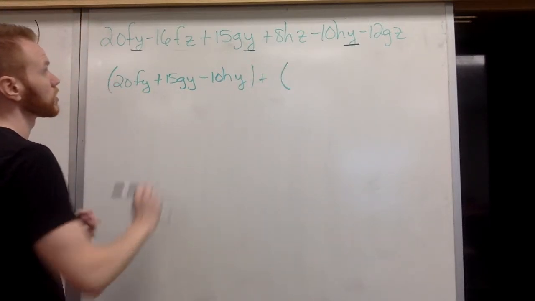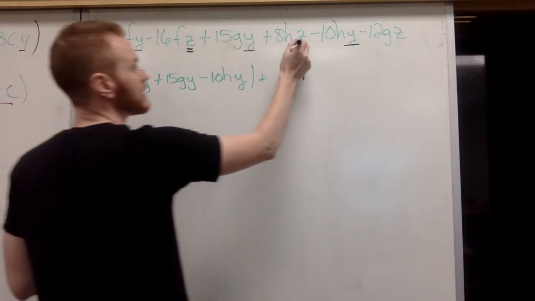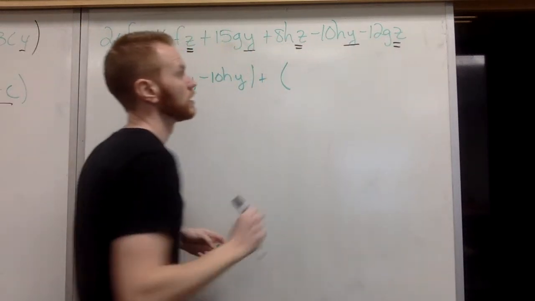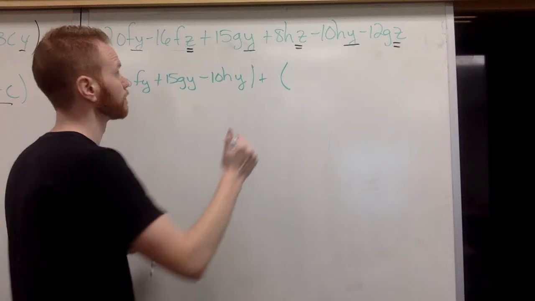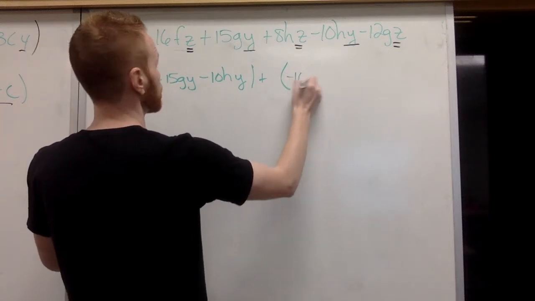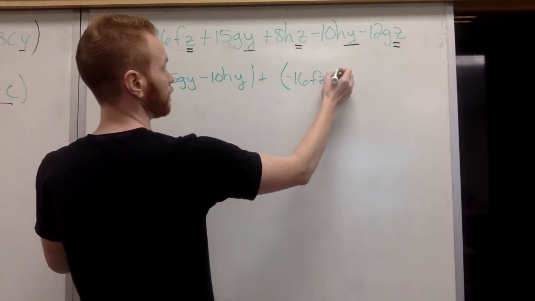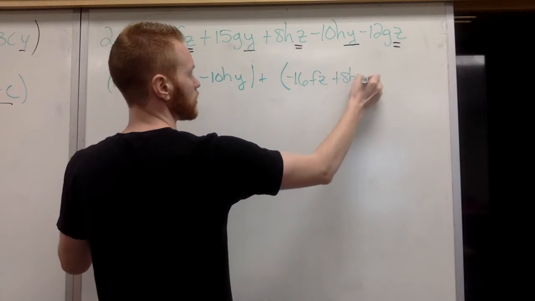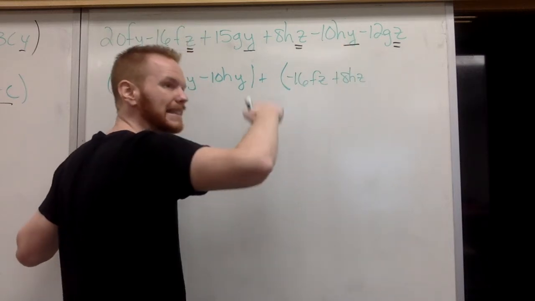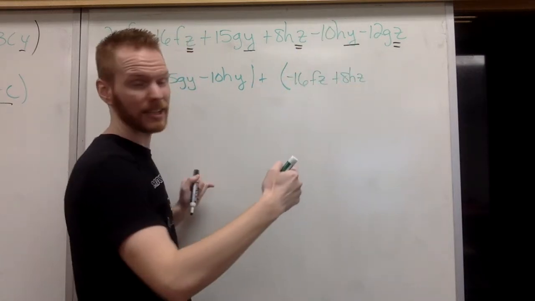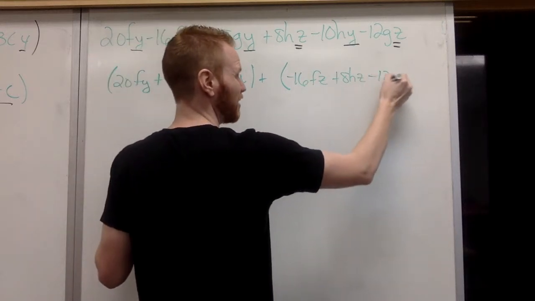And let's look at the other terms. I think the other terms have what? A z in common. So I'm going to go ahead and put those guys together. So we have negative 16fz plus 8hz, say that 10 times fast, and then minus 12gz.